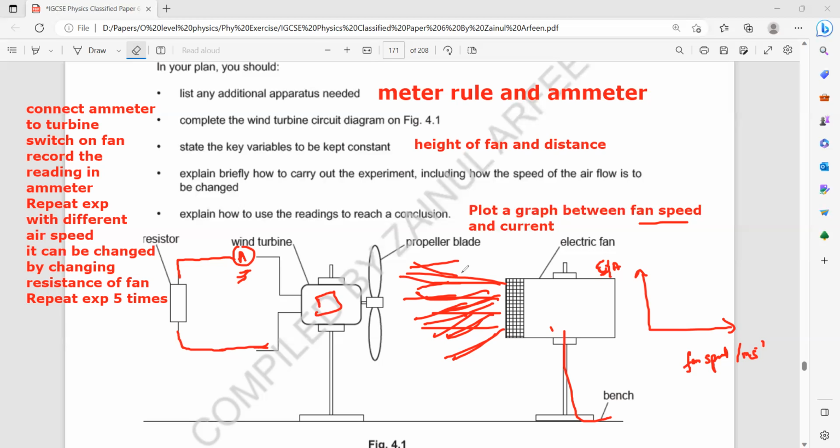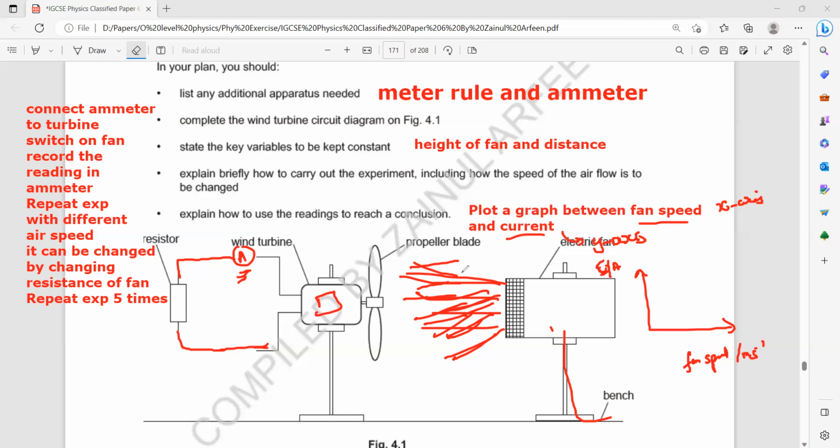You should identify the two quantities, as I mentioned here: fan speed, because when you change the fan speed, the current will change. So fan speed is an independent quantity. Where should I plot it? On the x-axis. And the current is a dependent quantity. Where should I plot it? On the y-axis. So mention this point: plot a graph of fan speed on the x-axis and current on the y-axis.